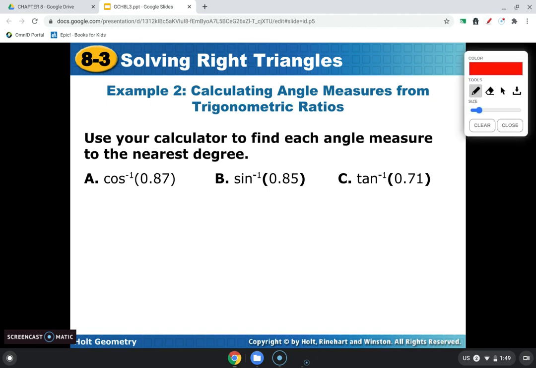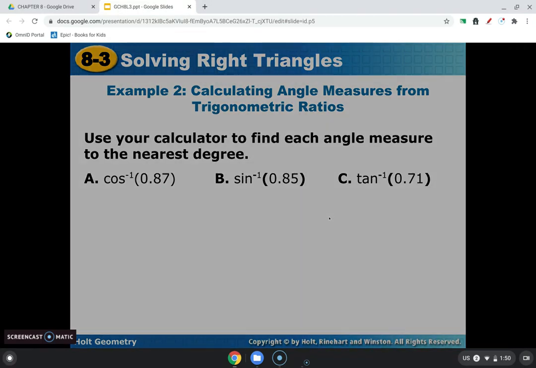So on our calculator, take the second cosine of 0.87, which gives 29.54. But that would be in degrees, so we want to round our degrees to the nearest whole degree. So we would say that's 30 degrees. Inverse sine of 0.85 is 58.2, but we're going to round to the nearest whole degree, so 58 degrees. And the inverse tangent of 0.71 is 35 degrees. All right, so to find an angle, you're going to use the inverse of whatever trig ratio and round to the nearest whole degree.